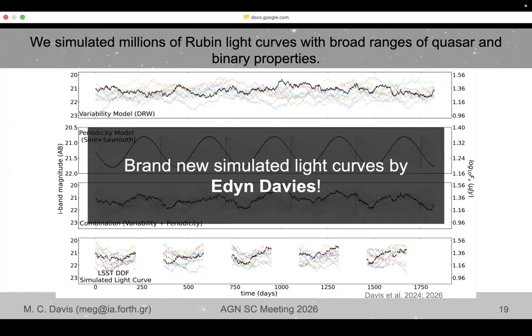And we have more beautiful light curves coming from Eden. He chatted with us like 2 days ago, I believe. Beautiful multi-band light curves. They're well on the way, and we all get to use them very soon. So we get very excited about that.